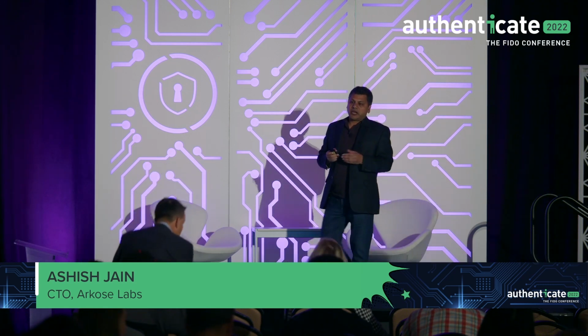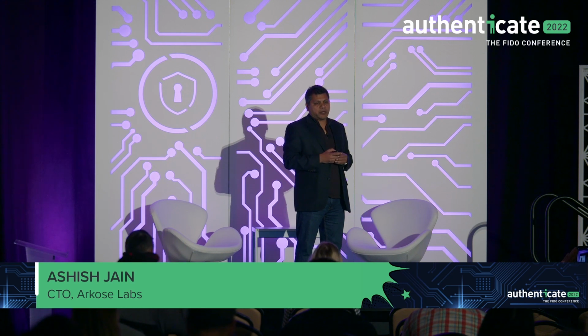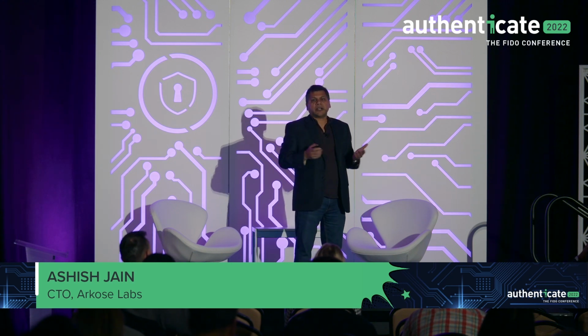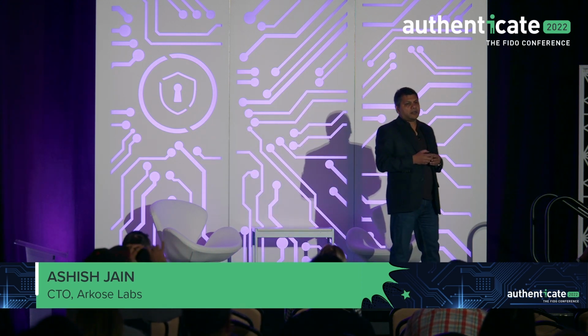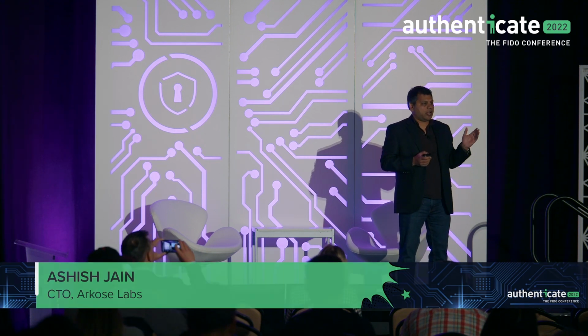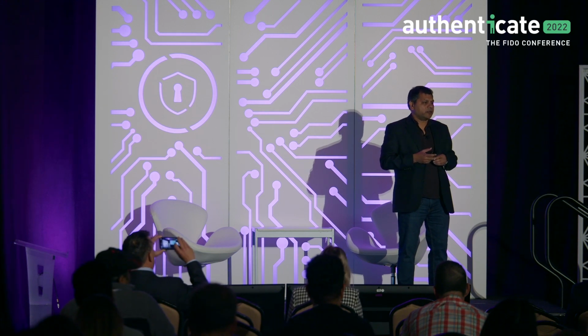My name is Ashish Jain. I'm the CTO for a company called Arkose Labs, and we do bot management, fraud detection, and account security. Prior to joining Arkose, I used to run identity, risk, and fraud for eBay, and the charter of my team included all registration, authentication, KYC, all cancellations, disputes, and fraud.